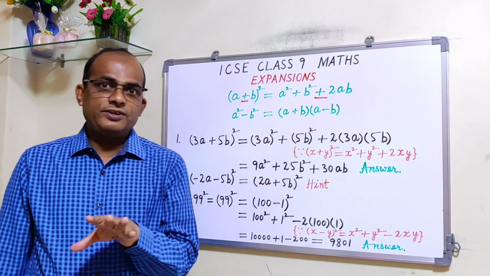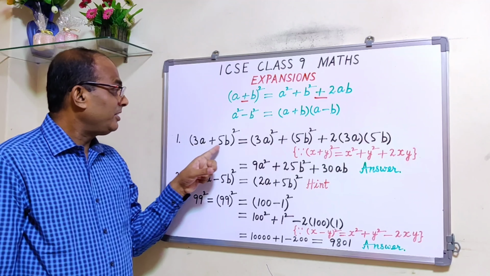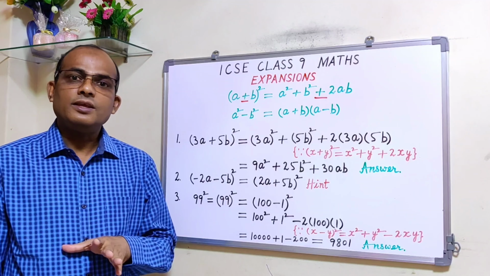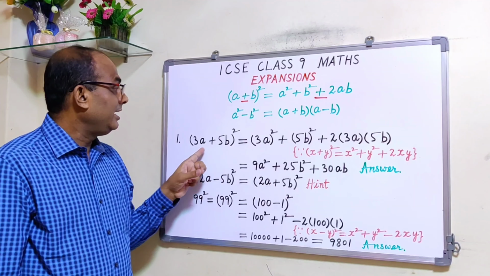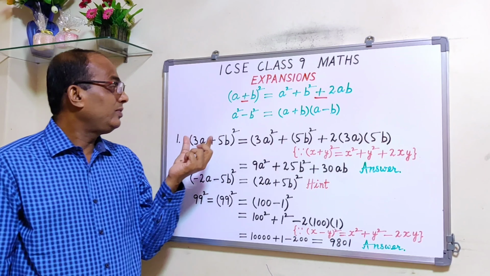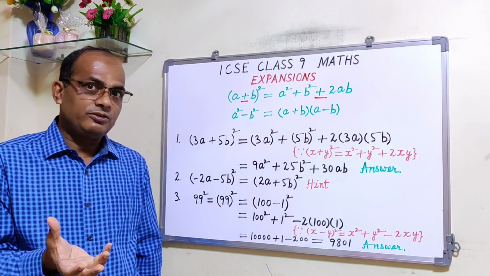The first question I have taken is 3a plus 5b whole square. This we have to expand. The formula that we can use is a plus b. Now what I am doing, because already we have here a and b, so I am writing this formula in terms of x and y. Then it will be easier for you to understand what you have in place of x and what you have in place of y.